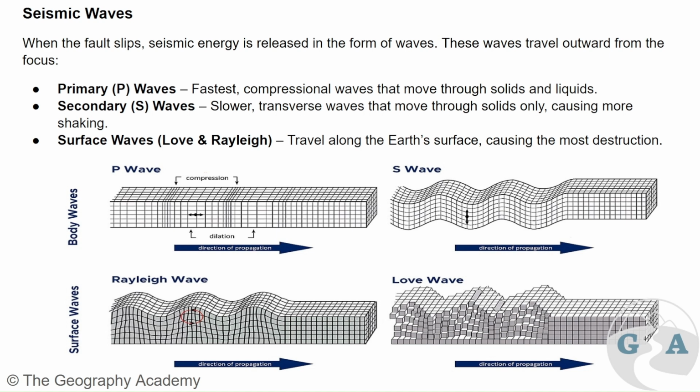So the P waves then travel the fastest through compression, and they can move through solids and liquids. The secondary waves are slower, but they can move through solids only and cause intense shaking. The surface waves then, the Love and the Rayleigh wave, travel along the Earth's surface, causing most destruction. So we can see here how it disrupts the top a lot more and will change the settings there quite a bit. So this causes then most damage in physical property.